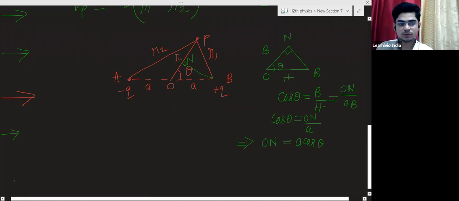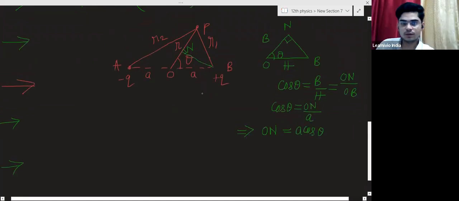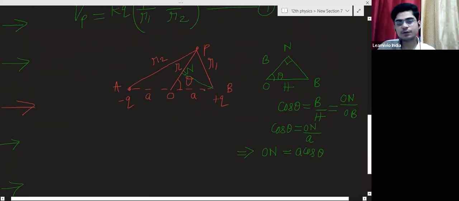Now I have drawn the perpendicular here because I want this PN and this PB to be equal. I have drawn the perpendicular in such a way that PN is approximately equal to PB, that is equal to R1.